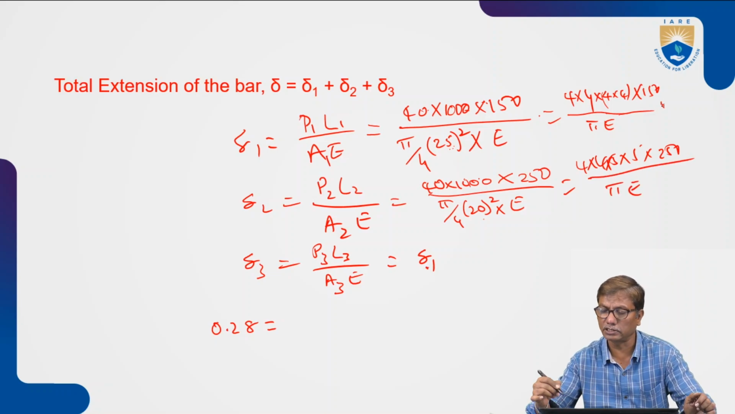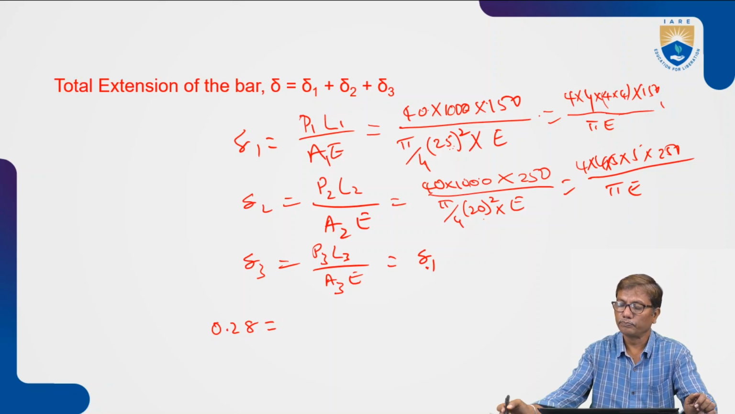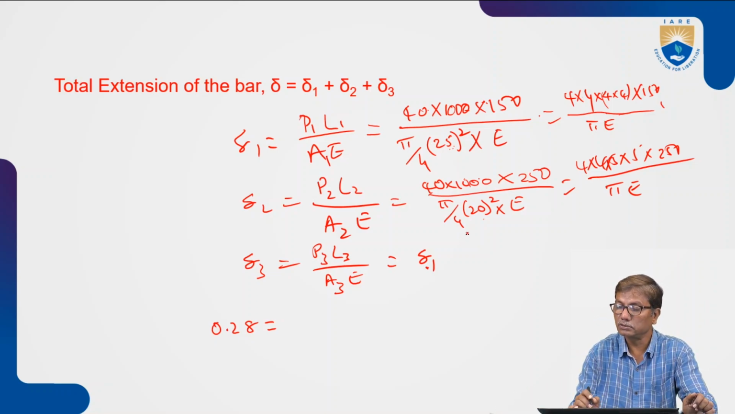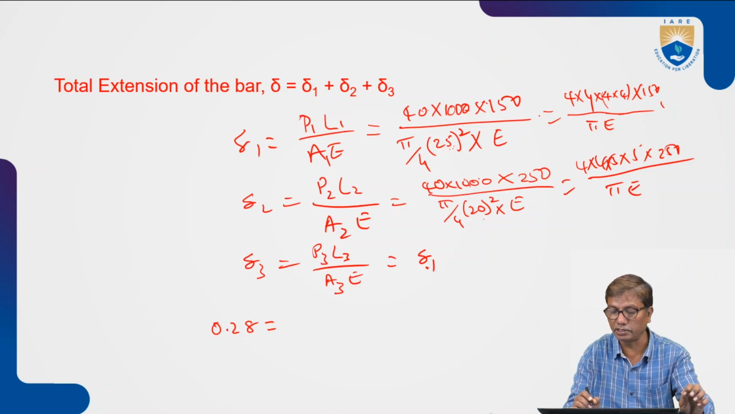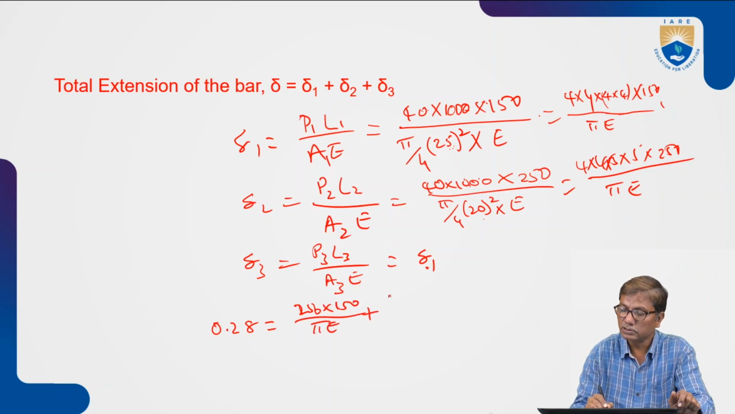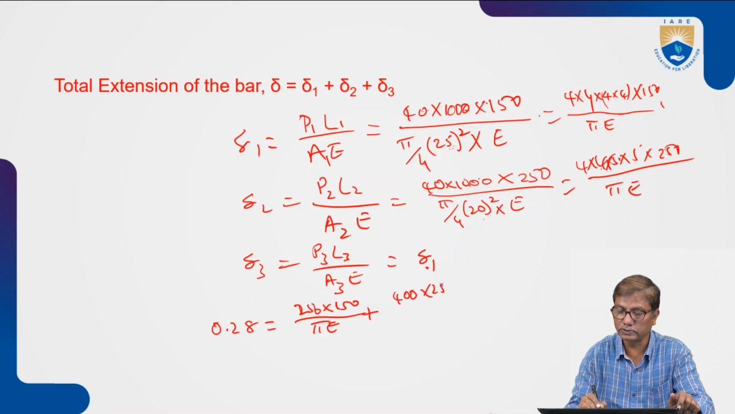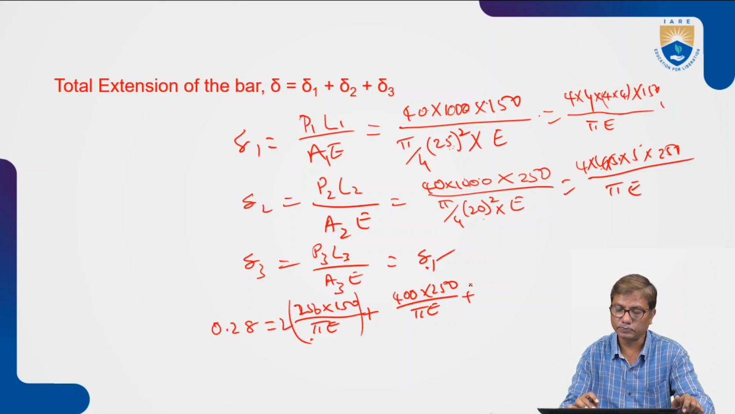And this is same as delta 1. So what is this value? 16 into 16 into 150 divided by pi E. That is 256 into 150 by pi E plus delta 2 is 20 into 20. That is 400 into 250 by pi E plus delta 3 is equal to delta 1 again. So this is multiplied with 2.